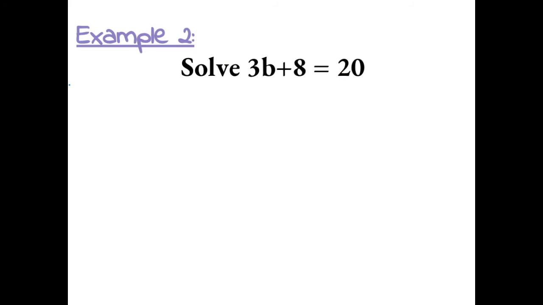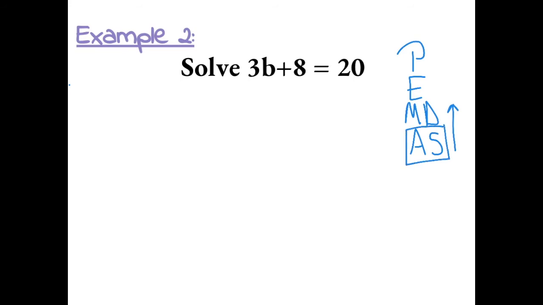Example 2, solve 3b plus 8 equals 20. So again, we want to solve for our variable b, and I want to know what I can plug in for b to make 3b plus 8 equal to 20. Because we're solving for a variable, again, we need to do our order of operations in reverse. So first we need to undo any addition or subtraction.